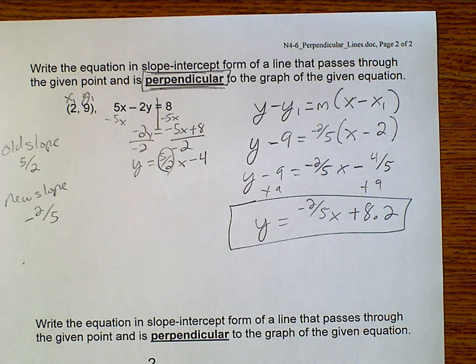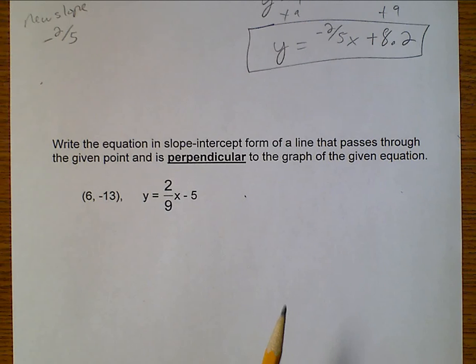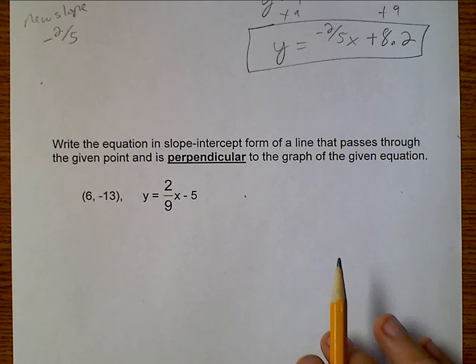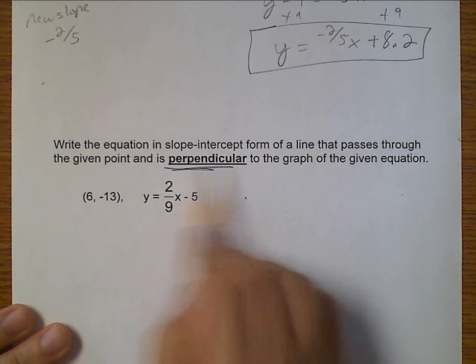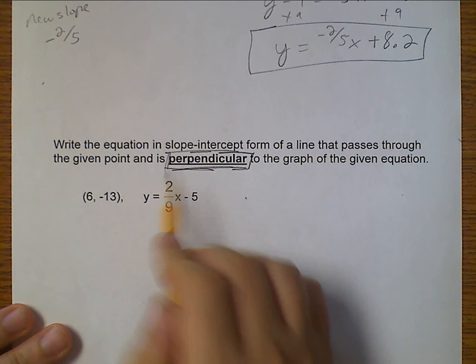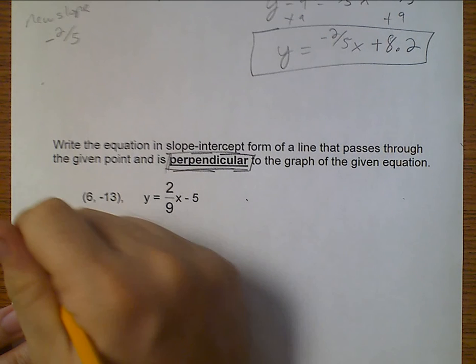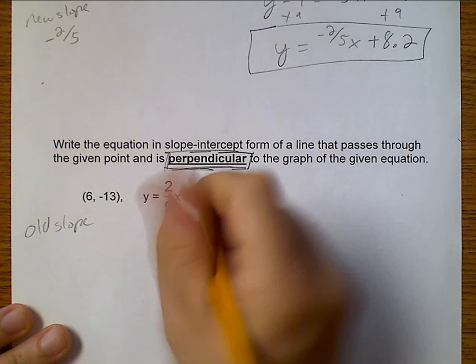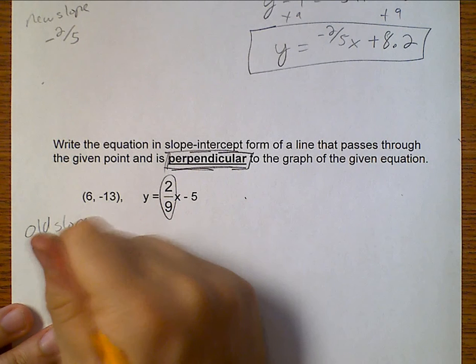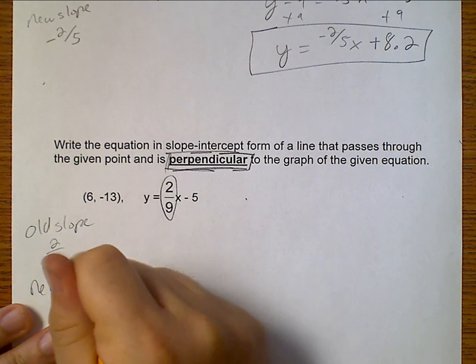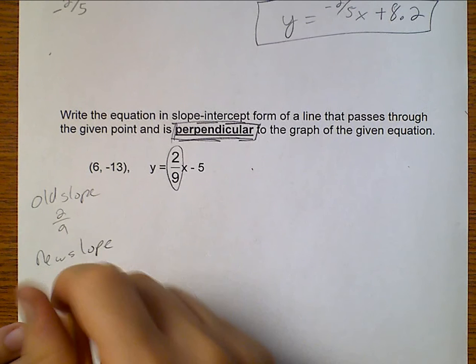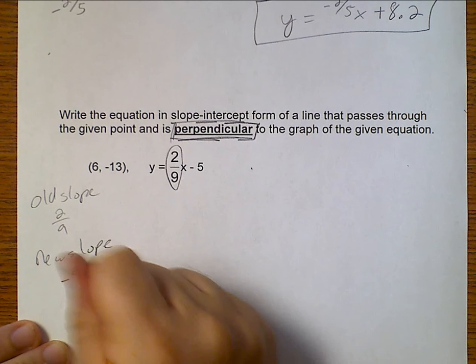Moving on to our next example. We're still wanting to go perpendicular. Well, my old slope is real easy. It's 2/9. So my new slope will be negative 9 over 2.